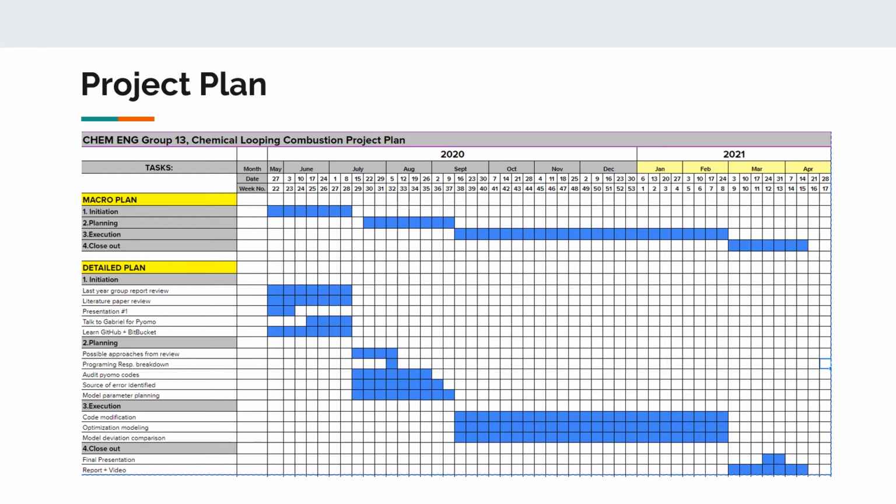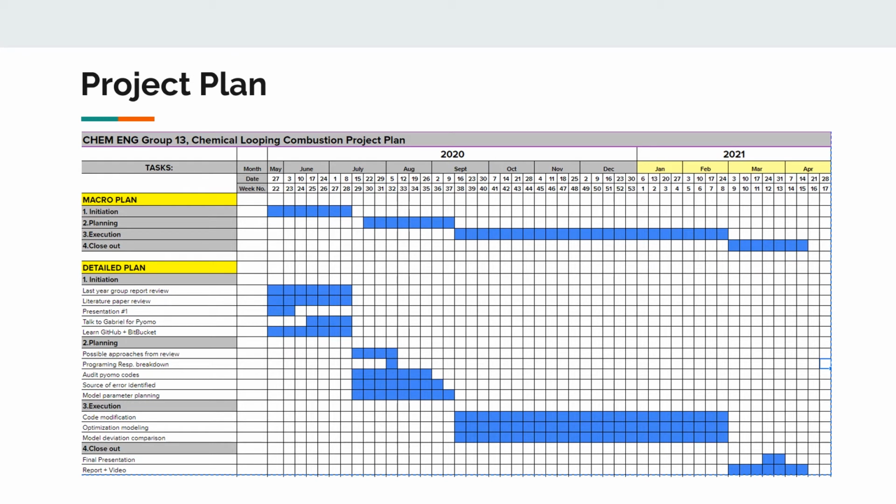Moving on into planning, which is set to take place between the third week of July until the second week of September, we will propose possible approaches to solve the problem and have programming responsibility broken down. We will audit the Pyomo code that was written earlier, look for the source of error and identify the main contributor, and then figure out the parameters that we are going to model.